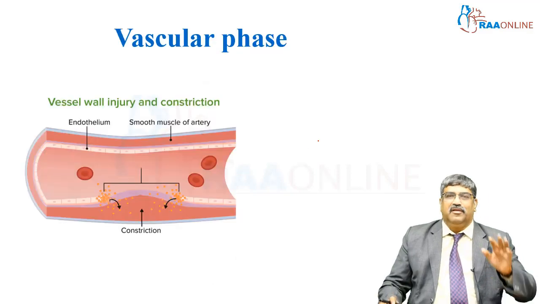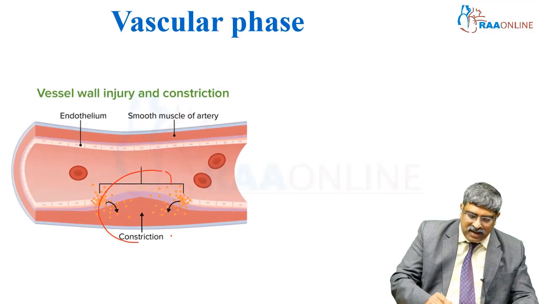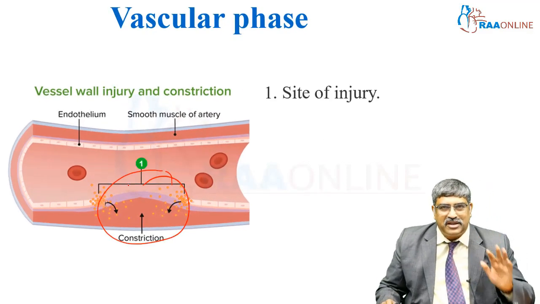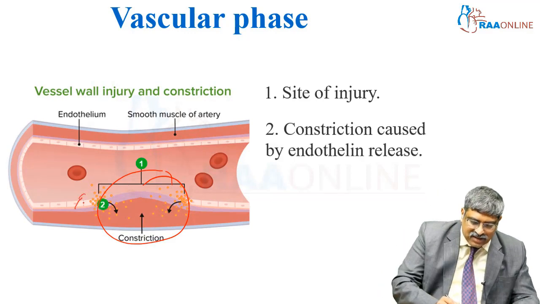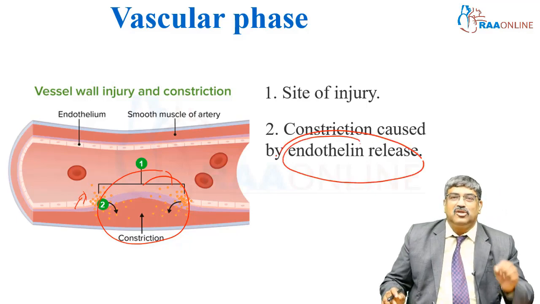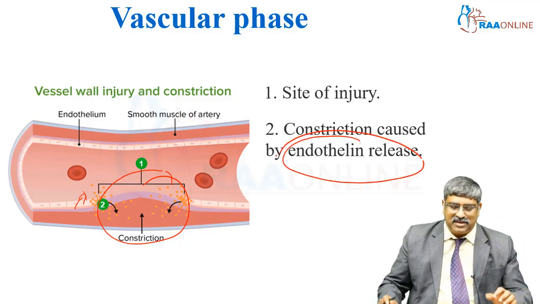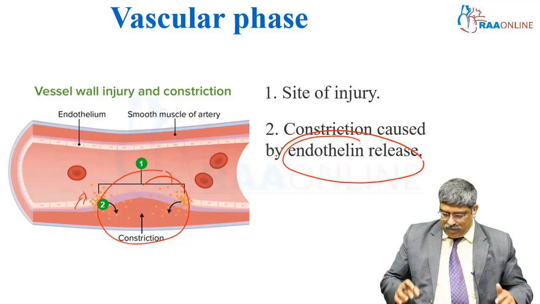Now coming to the first phase, which is the vascular phase. Here there is an injury to the vessel wall. So what is going to happen? These endothelial cells will release endothelin and cause local vasoconstriction. So by causing local vasoconstriction, it will try to reduce the bleeding.